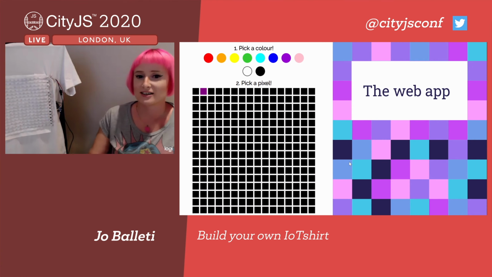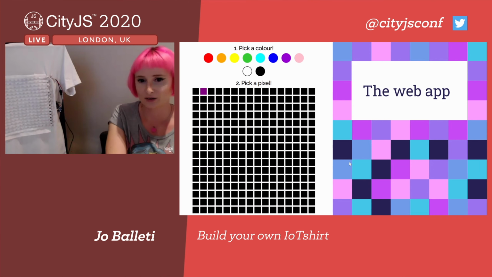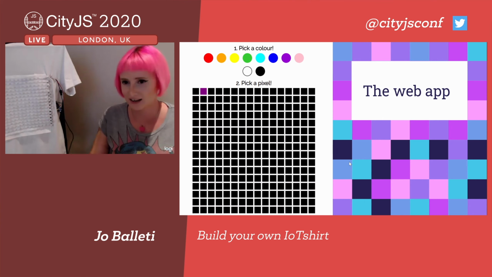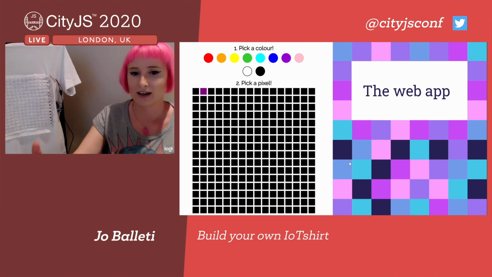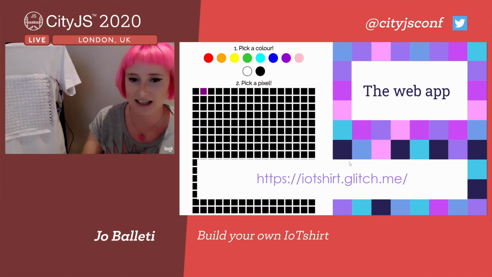Every time a pixel is changed, a message is published on the channel, and all of the subscribers to that channel will receive it, which means that anyone else who is using the app will also get those messages. And you can have a go of the app at this URL right here.